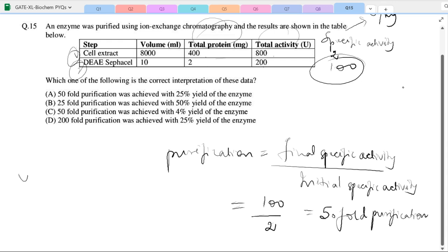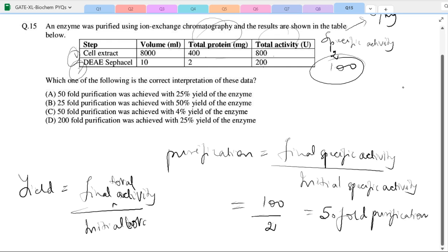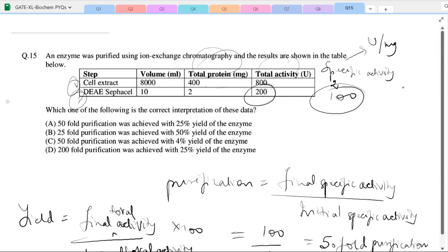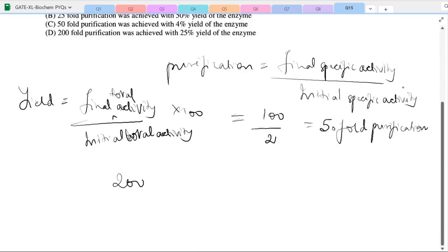Now we need to find the yield. So yield is equal to the final total activity, or the total activity in the final purification step, divided by the initial total activity, into 100 if you have to express it in percentage. So that will be equal to 200, which is the final step in the purification as shown in this table, 200 divided by 800 into 100. That is 1 by 4 into 100, which is 25%.